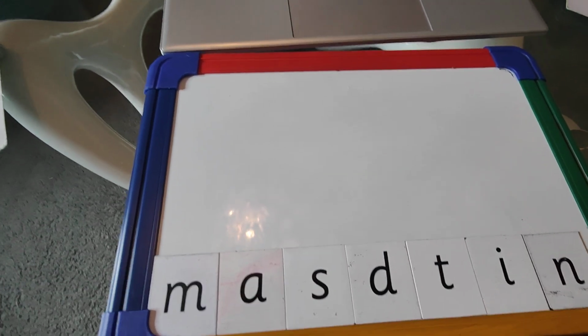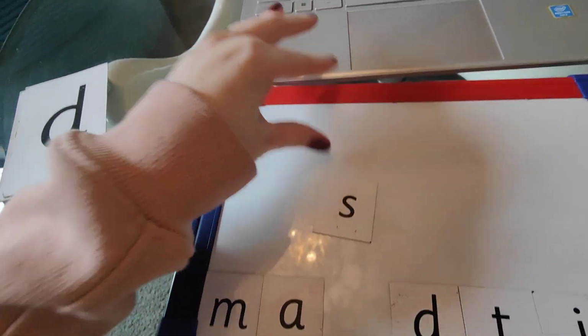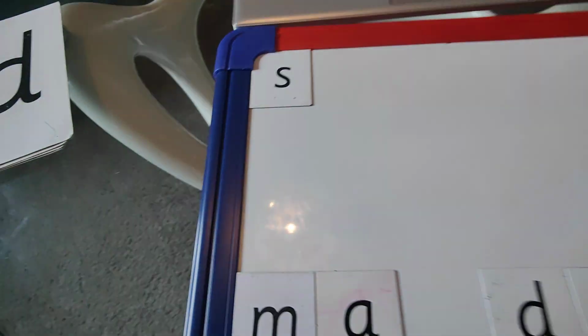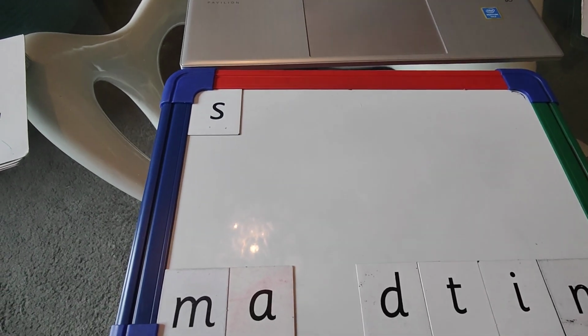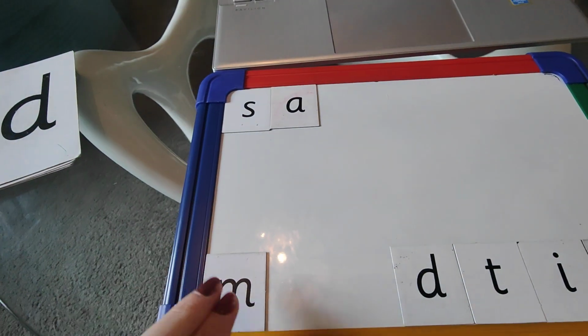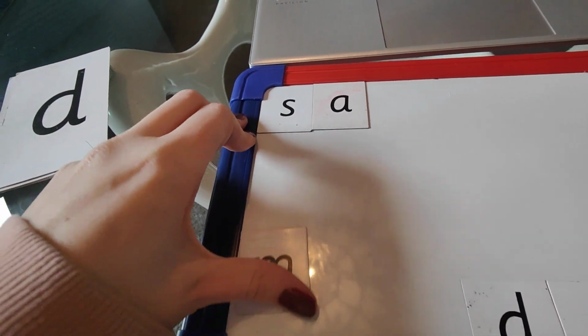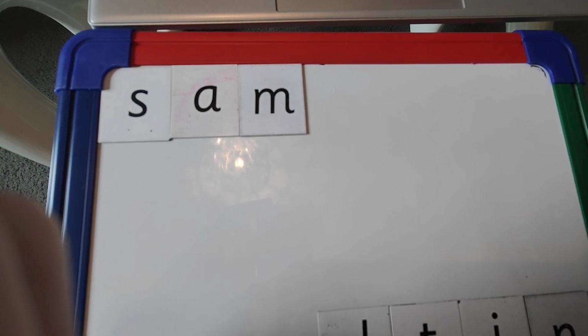first. So once they are able to recognise that it is S, they would move the letter tile to the top left and start building their word. S, A, they would move A. And finally, M. Here we go. And you can see that they have built the word Sam.